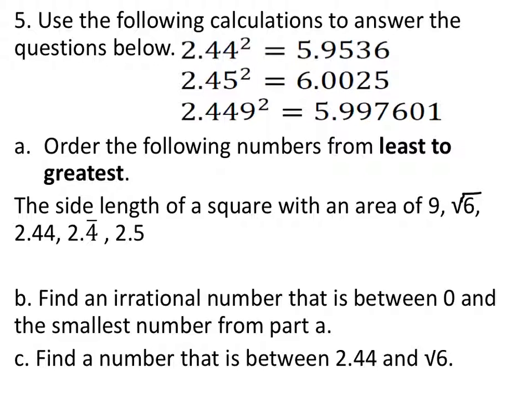Part A, order the following numbers from least to greatest. The side length of a square with an area of 9. Also the square root of 6, 2.44, 2.4 repeating, and 2.5. And then B, find an irrational number that is between 0 and the smallest number from part A. And then C, find the number that is between 2.44 and the square root of 6. One minute with your neighbor, go.